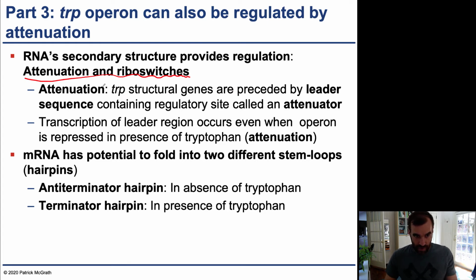The reason this is possible is that the Trp structural genes are preceded by a leader sequence that contains a regulatory site called an attenuator. And the transcription of this leader region occurs even when the operon is repressed in the presence of tryptophan, and it has the potential to fold into two different stem loop hairpins.